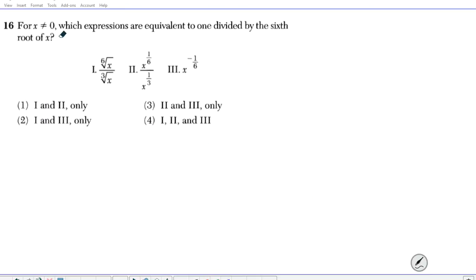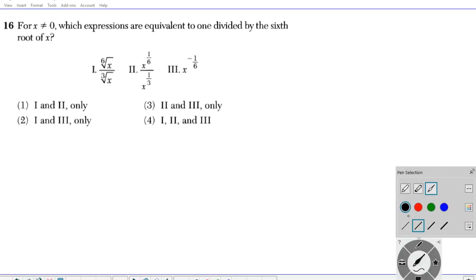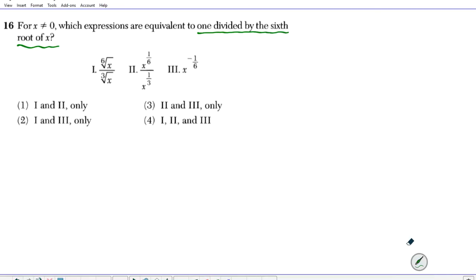It reads, for x not equal to 0, which expressions are equivalent to 1 divided by the 6th root of x? Alright, so what we're going to do first is convert this verbal expression into symbolic form, and then we will go ahead and see which of these are equivalent to it. Okay, so what is 1 divided by the 6th root of x? How does that look like in symbolic form?